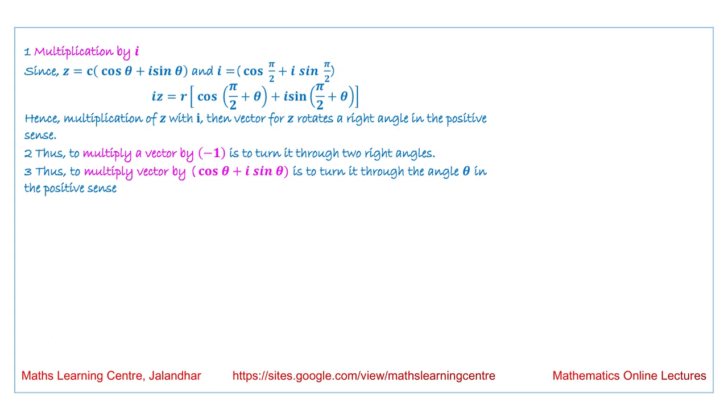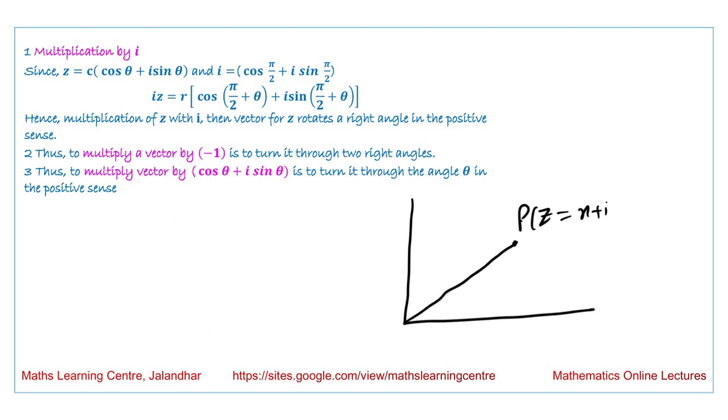Next is multiplication with iota. Suppose we have any complex number Z. This is the point P, corresponding to the complex number Z, that is x plus iota y, or it is of the form Z equals R e raised to the power iota theta. We are going to multiply this complex number Z with iota.